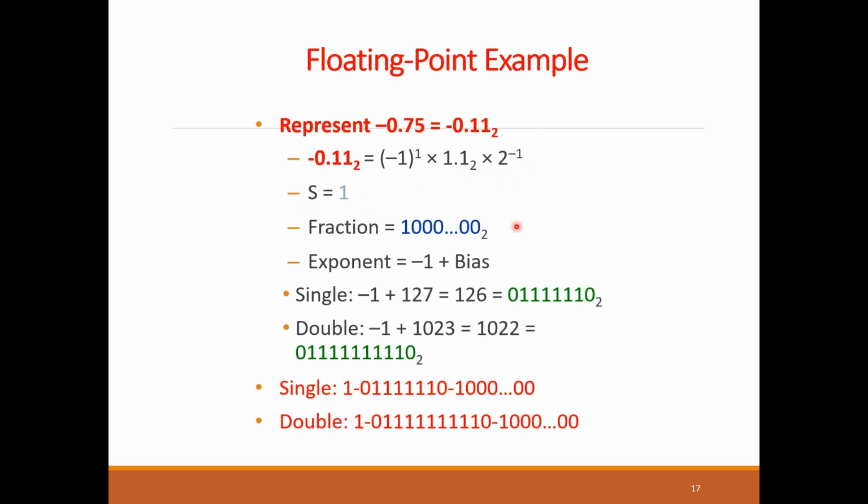Okay, now you have to add the bias to the exponent. This is the exponent, minus 1 plus 127 is 126. 126 in binary is this. And for double precision, you are adding 1023 as bias. So this is the sign bit, then this is the exponent part, and this is the fraction part.